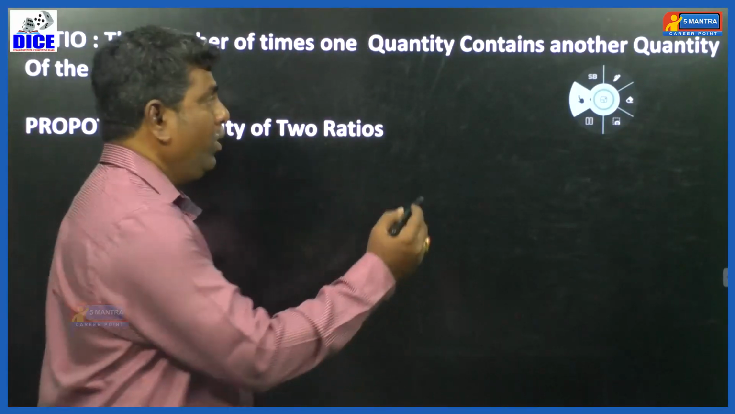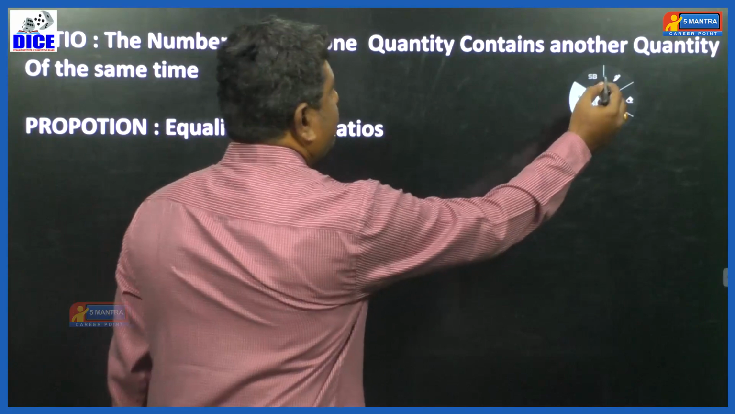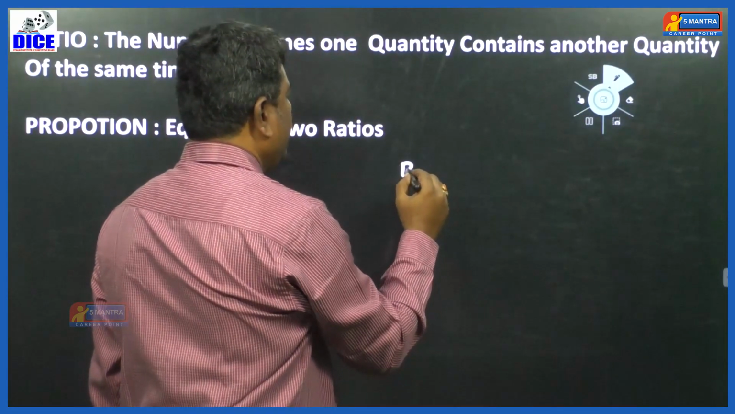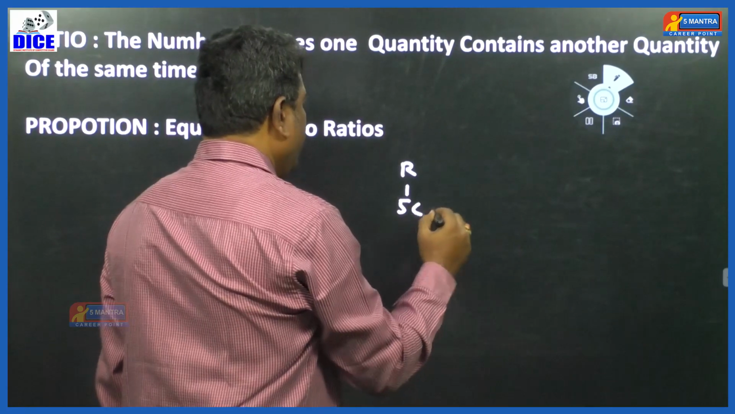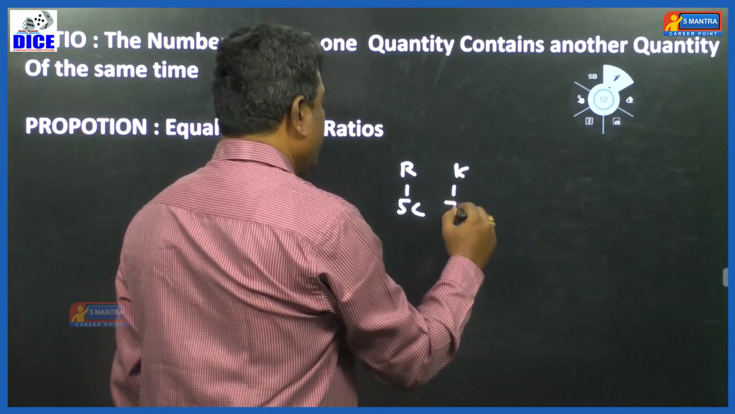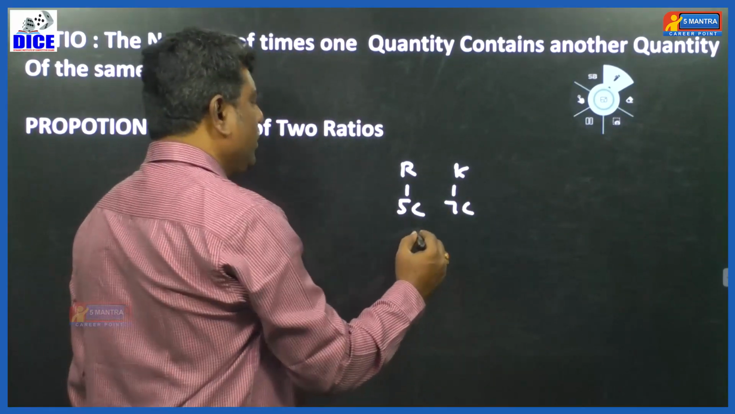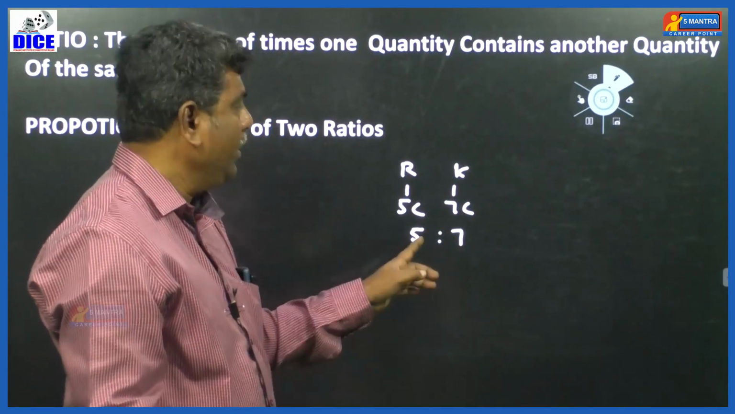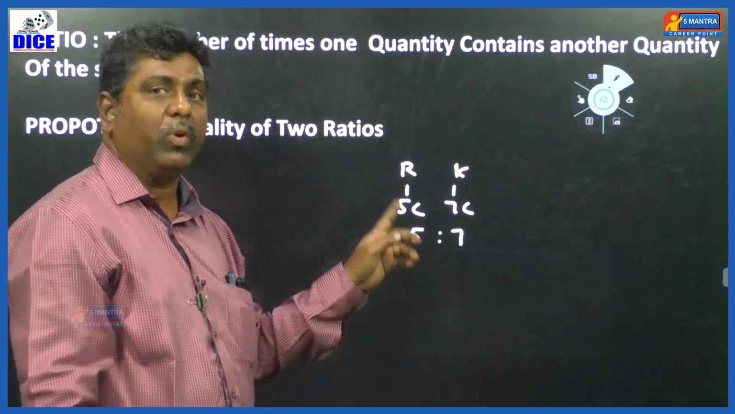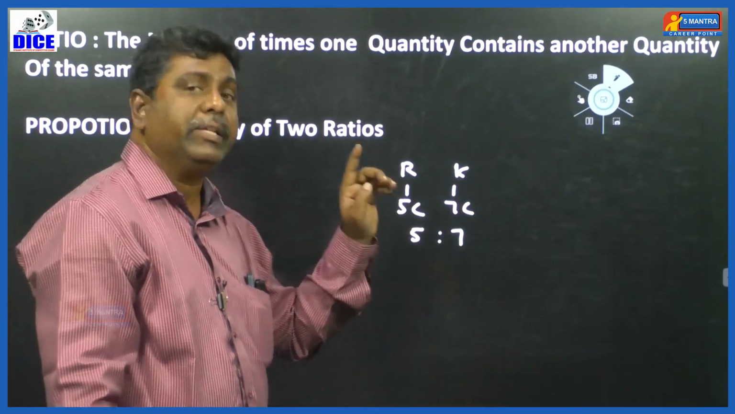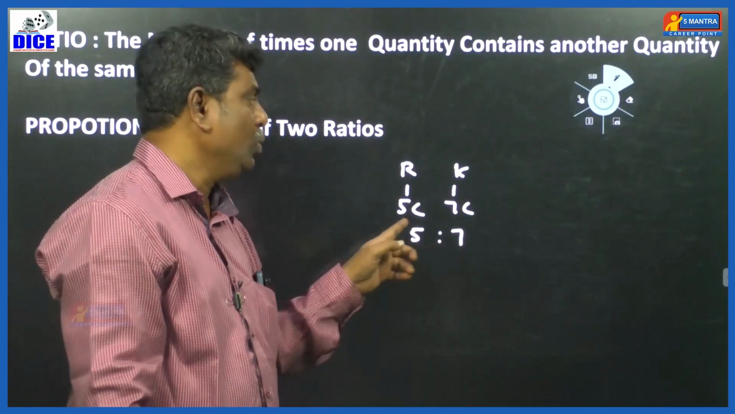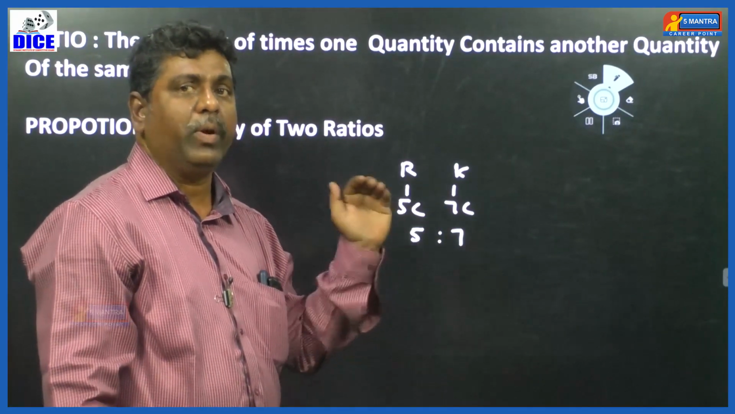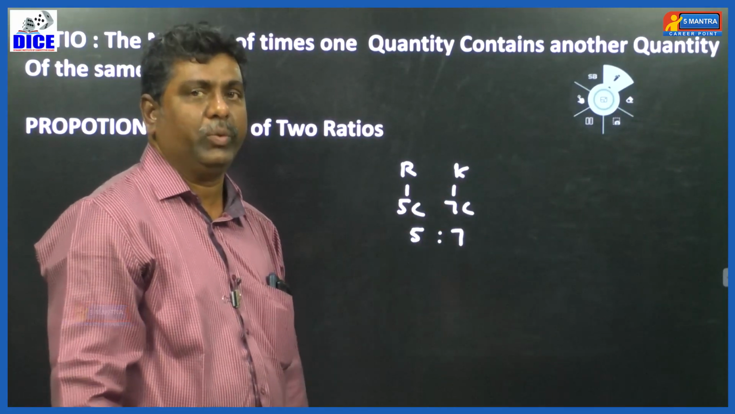Suppose a small example. Ramu has 5 chocolates, Krishna has 7 chocolates. What is the ratio? 5:7 is the ratio. Here these two are the same quantity, both are chocolates. So if the comparison quantities are the same kind, then we can call it a ratio.